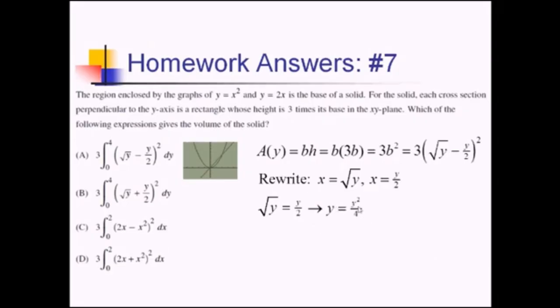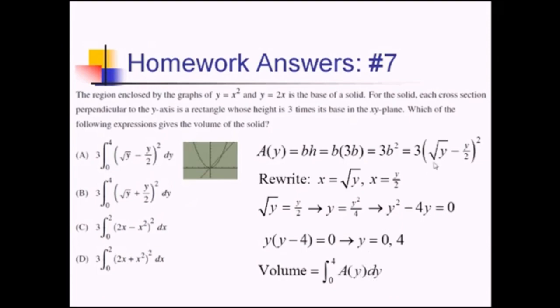That's 4y equals y squared, and then I'll subtract 4y from both sides. Now we can solve by factoring. Just take out a y. So that gives us y values of 0 and 4. So then putting it all together, we have the integral from 0 to 4 of all of this stuff, which I'm just going to call a of y dy, but we know it's all this stuff. So again, that's going to come out to choice A.